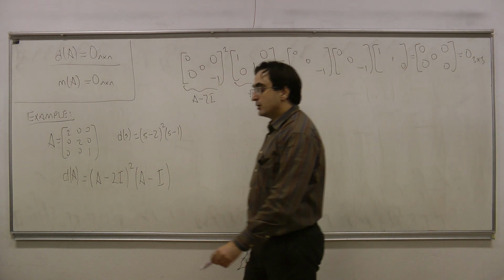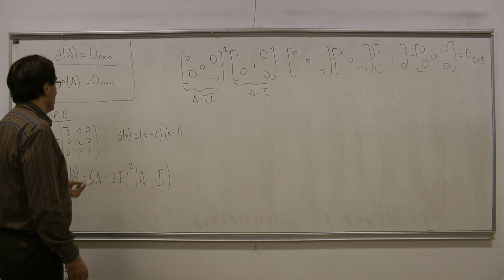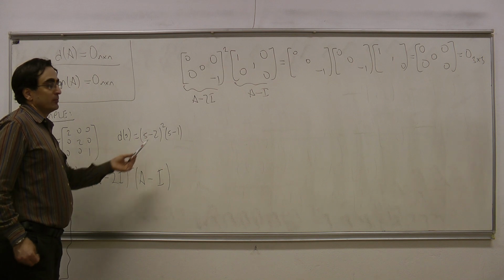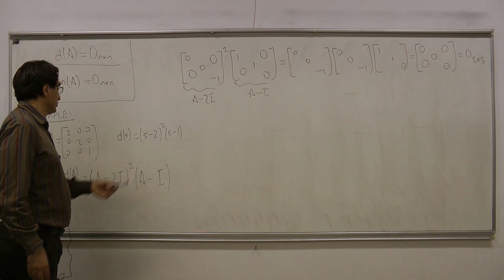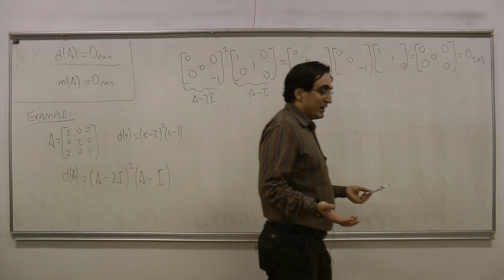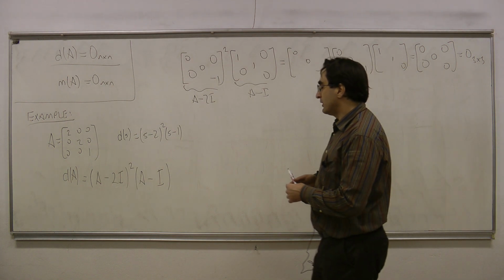Now I will ask the following question. Can I find a lower order polynomial than the characteristic polynomial? Here, the characteristic polynomial is third order. It has 3 roots. And the characteristic polynomial of any matrix is nth order if the size of the matrix is n by n.